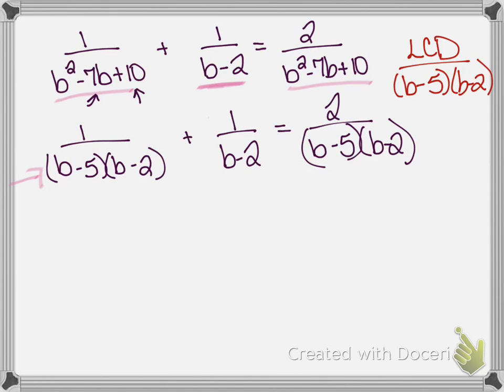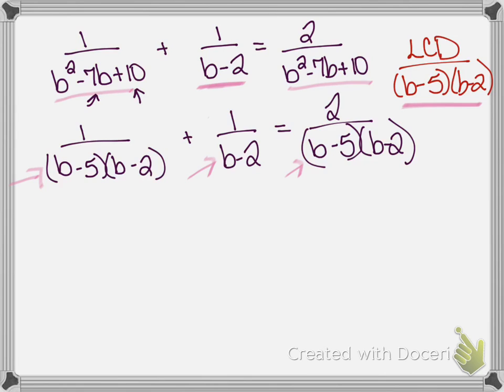When I go here, I just need to make sure that the b minus 2 is covered. Is the b minus 2 already part of my LCD? Yes, so I don't need to write it down again. Then I go here and I've got b minus 5 and b minus 2. Are both of those already included right here? So I don't have to write it down again. So my LCD is b minus 5 times b minus 2.